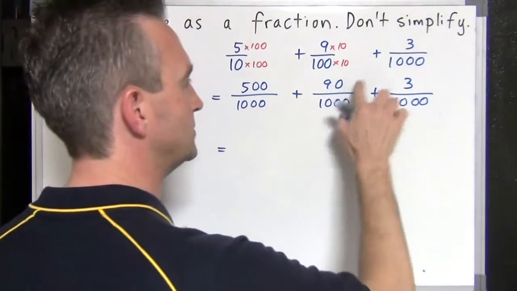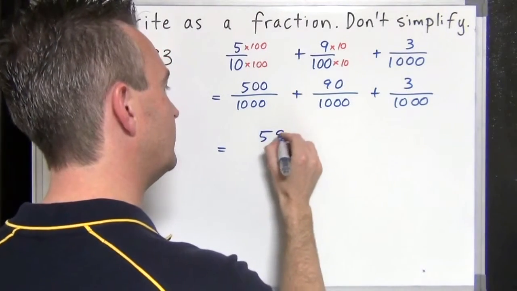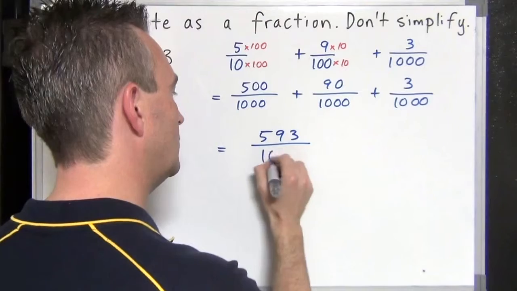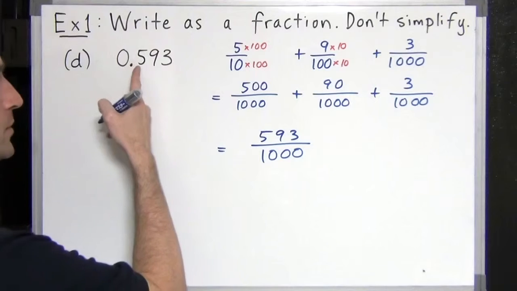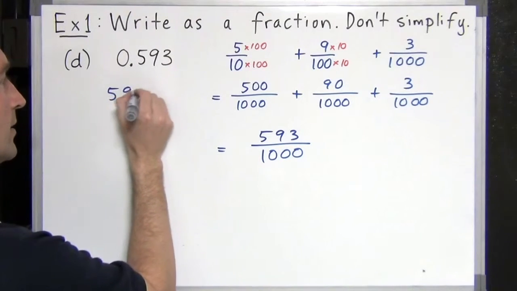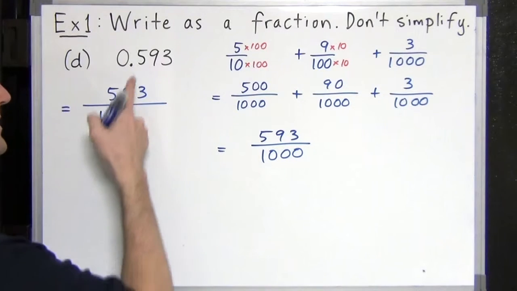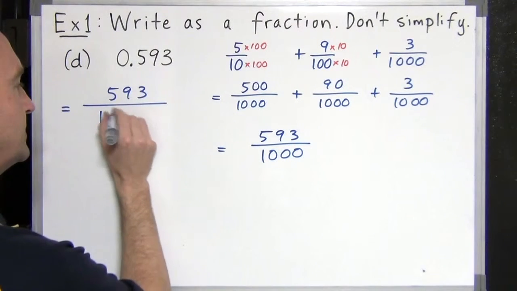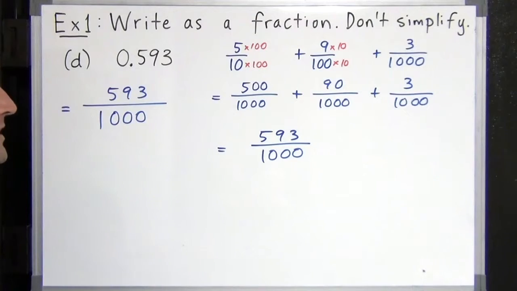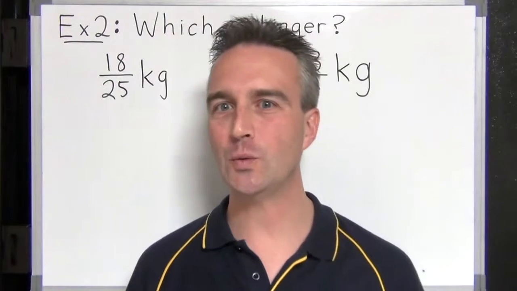And 500 plus 90 plus 3 is 593 over 1,000. So in summing all that up, when writing a decimal as a fraction, the trick is we put this number on top, 593, and on the denominator we put a 1 for the decimal point and a 0 for each other digit that we can see. 593 over 1,000.